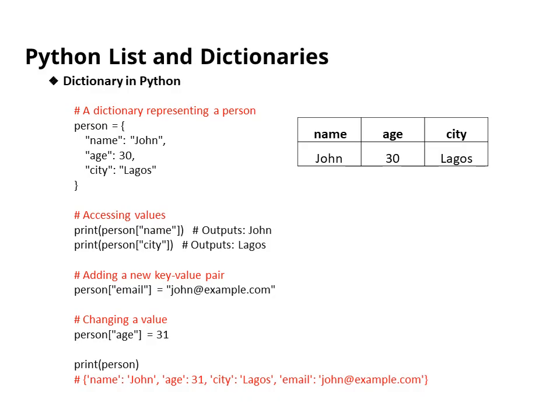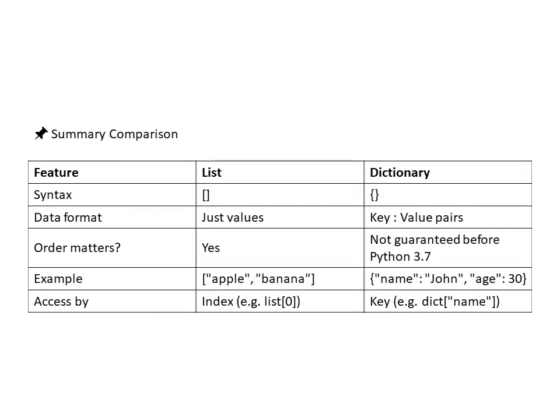Then the same thing too for person. If you say person, square bracket, you have your city, it will fetch out Lagos. You can also add a new pair. You can also change the value, and also you can print everything all together. In order to compare list and dictionary, we have this table.